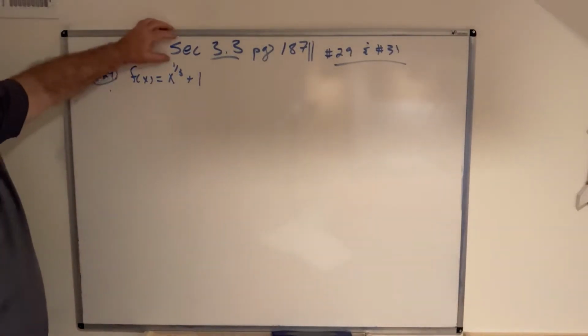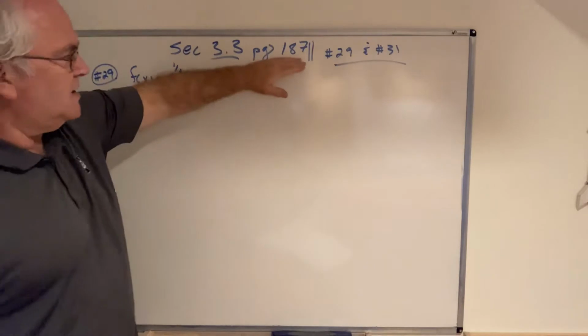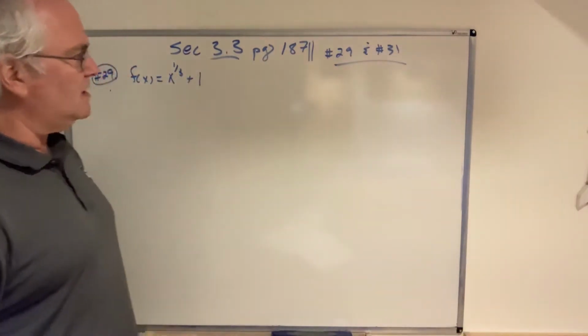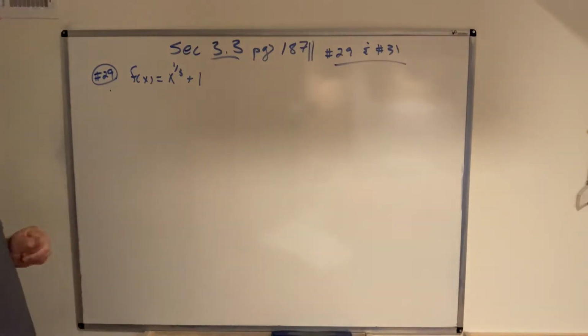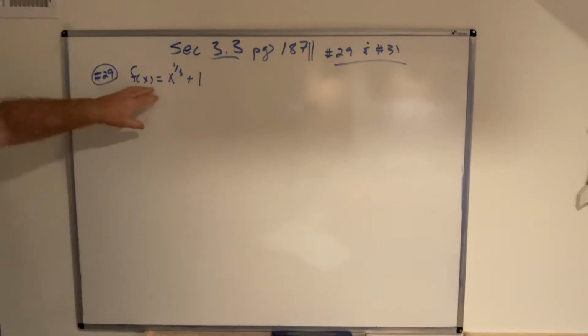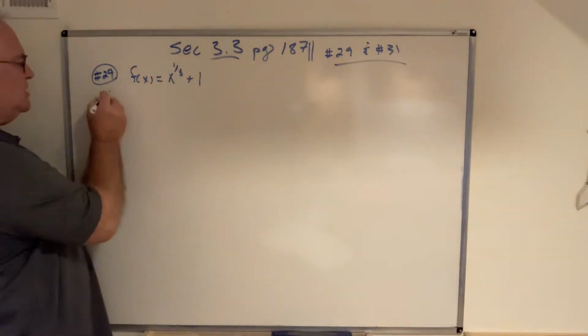So in this video, this is section 3.3, page 187 in the text. I'm going to work out problems number 29 and number 31. They're very similar, so I want to work both of them out with the same video here. 29, we have f of x is x to the 1/3 plus 1. And so this is going to be pretty straightforward.